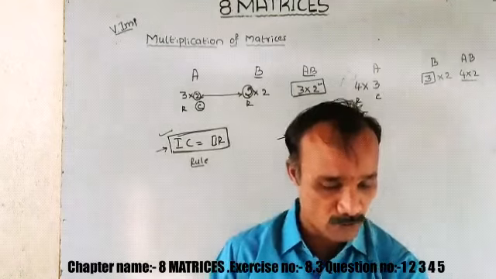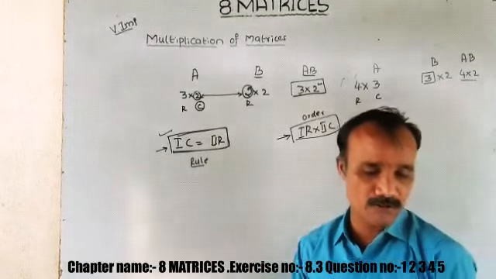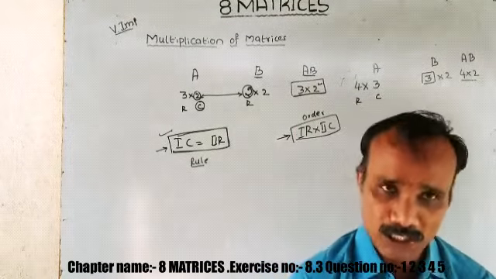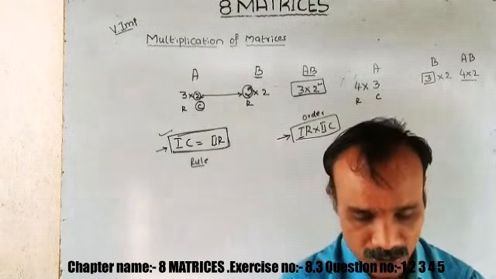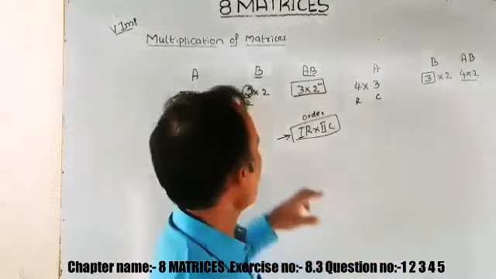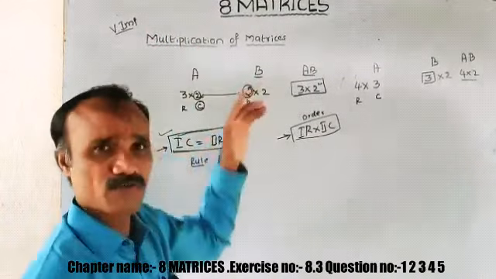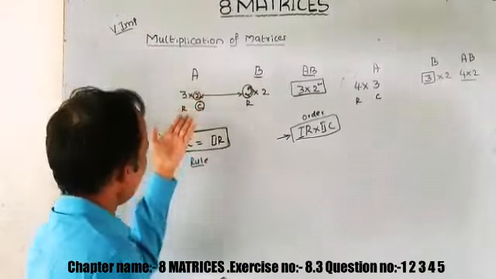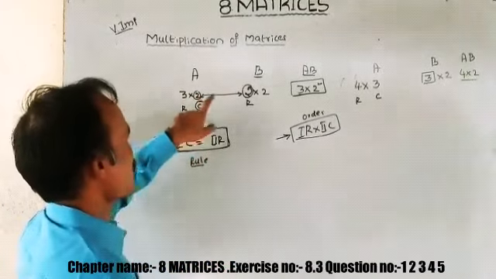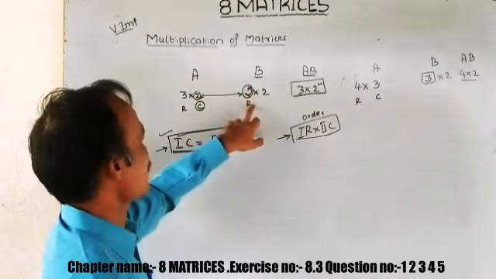So what is the rule for multiplication? Two matrices A and B are said to be compatible or conformable for multiplication, that is AB, if and only if the number of columns of the first matrix A is the same as the number of rows of the second matrix.